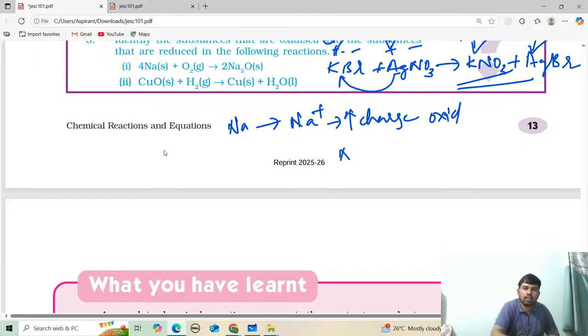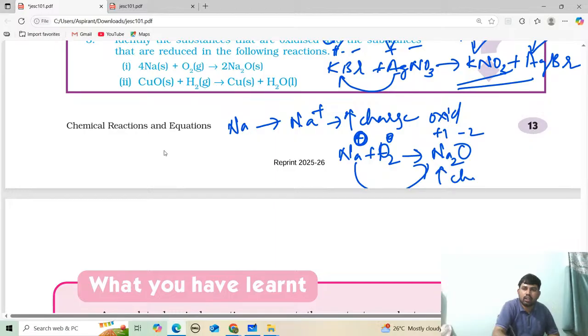If you see here, Na plus O2 gives rise to Na2O. Zero charge here, this is also zero. Here plus 1, this will be minus 2. So from 0 to plus 1, this is an increase in the charge. That's why it has undergone oxidation here. O going from 0 to minus 2 is a decrease in charge, which is called the reduction process.